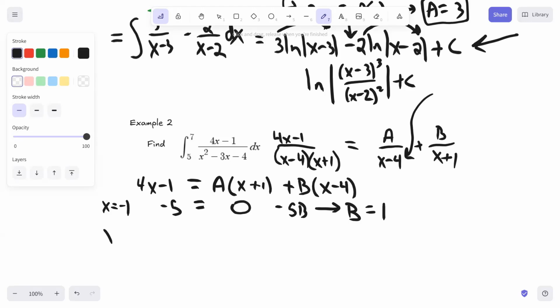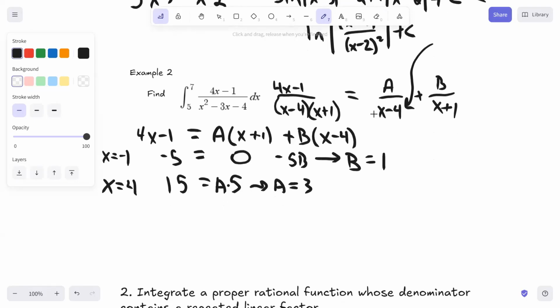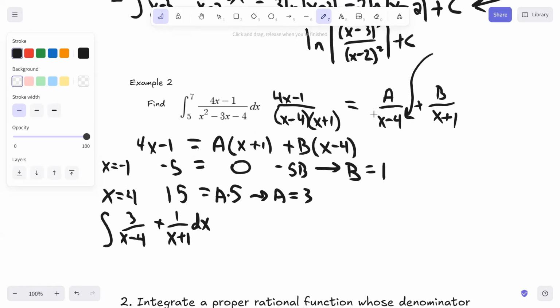The other strategic value we're going to pick is 4. And so 4 times 4 is 16 minus 1 is 15 equals A times 5. The B term is canceled, so A equals 3. Now we can set up our integral, and then we take the antiderivative of each one. You would have 3 natural log absolute value x minus 4 plus natural log absolute value x plus 1. This is where we would then substitute the values of 5 and 7 in.